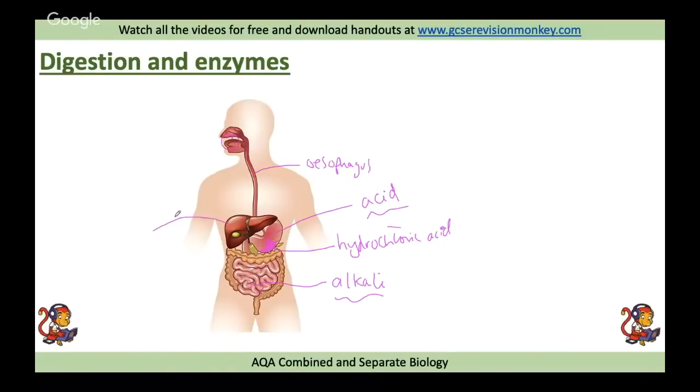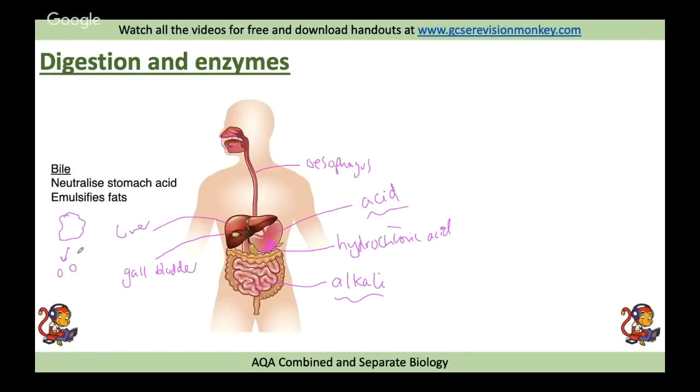So the final thing is we've got bile, which is produced in the liver and stored in the gallbladder, which is next to the liver. And it neutralizes stomach acid, and that's one thing that it does. And it also emulsifies fats, which means it takes the big pieces of fat and turns them into smaller particles like so, increasing the surface area so the enzymes can get to it.